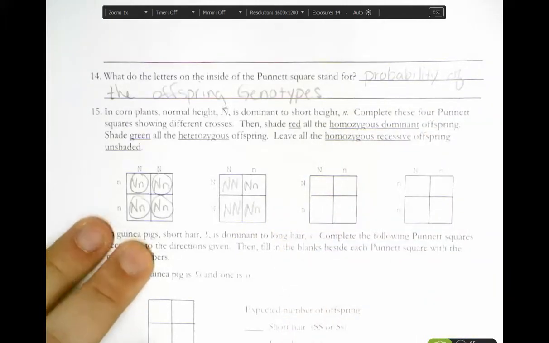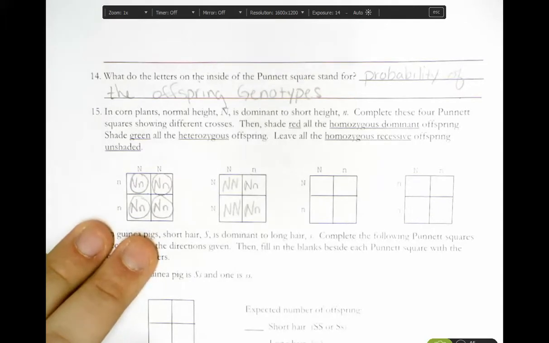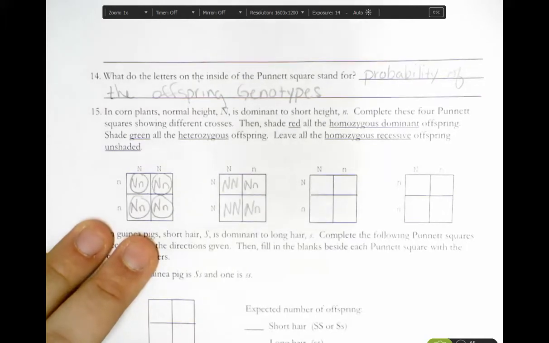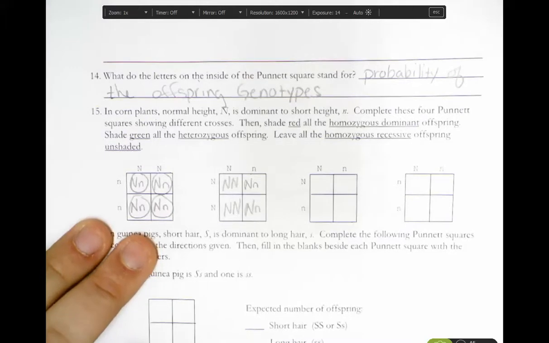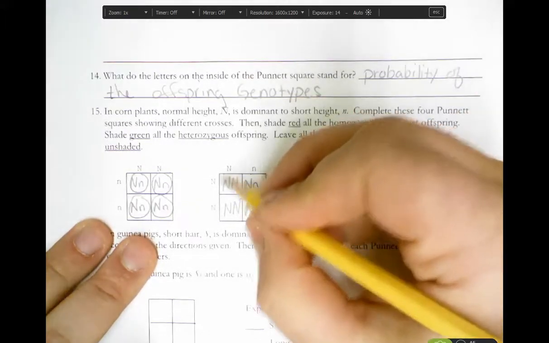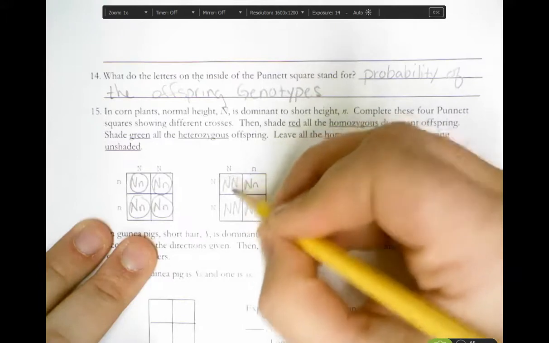Alright, so we want to shade the homozygous dominant. Do we have any homozygous dominant ones in this Punnett square? Remember, homozygous means the same. Dominant is indicated by the fact that it is an uppercase letter. Do we have any? Yeah, how many? 2. So let's shade in our box for those two.